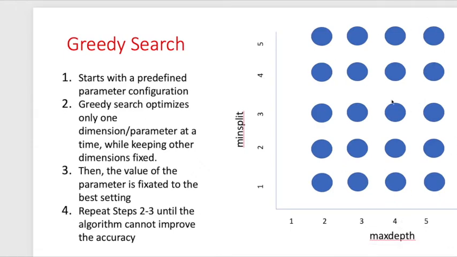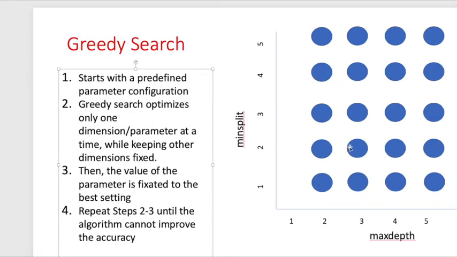Of course, I'm only going to try a small number because otherwise it's going to be quite a big example. Okay, so basically the first step is that we need to start with a predefined parameter configuration. We can start, for example, with the default parameter configuration that we have in the library, or we can just take a random starting point.